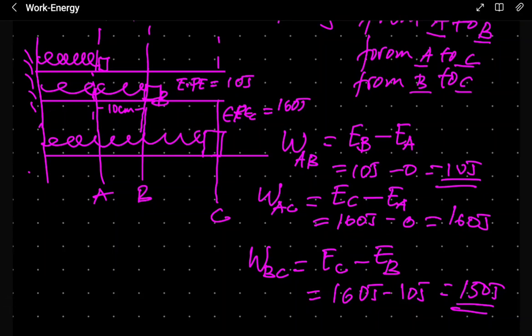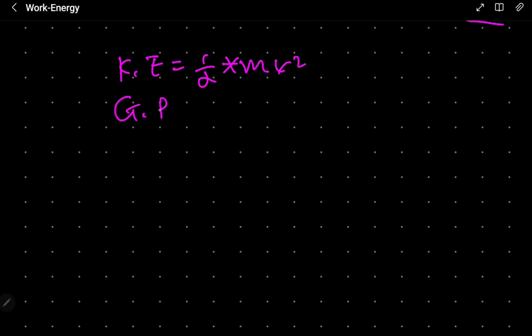Let's try to summarize what we have already done so far. We have three forms of energy. We have kinetic energy, which is 1/2 times the mass times the speed squared. We have gravitational potential energy, which is mass times gravity times height. And we have the elastic potential energy, which is half times kx squared.